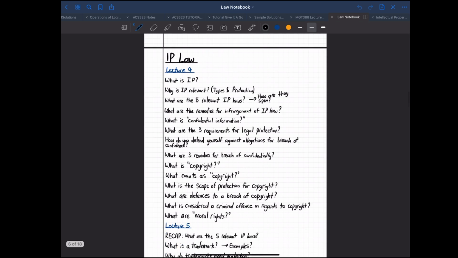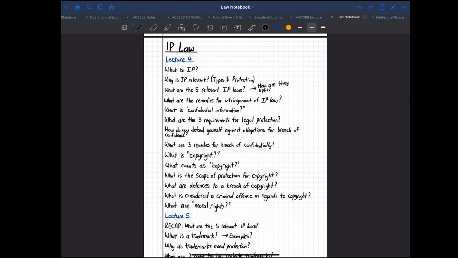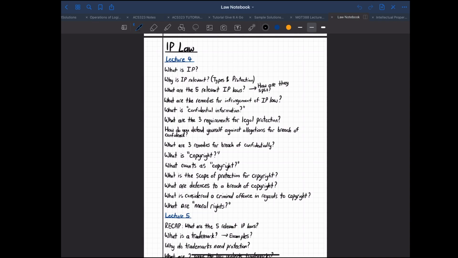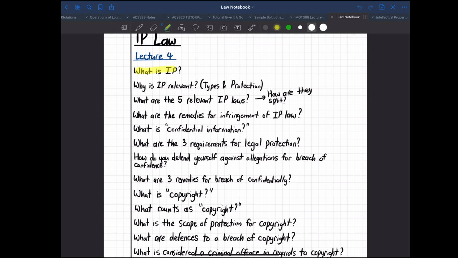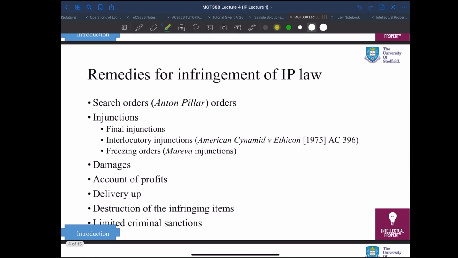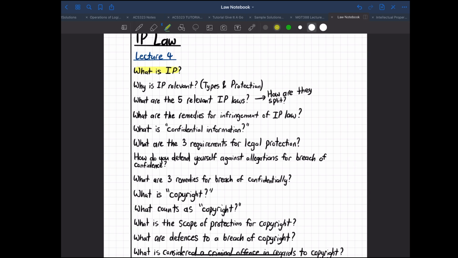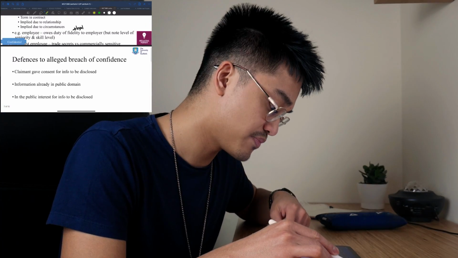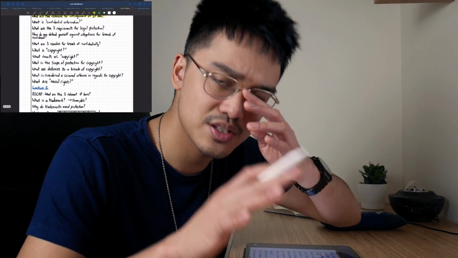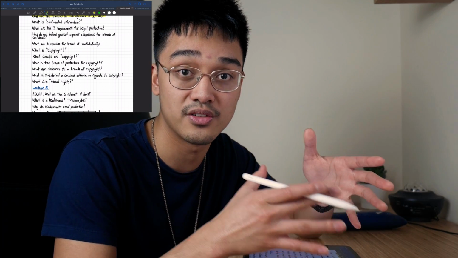Then I would write down the corresponding questions to each slide. So for here, for example, what is IP? I would write it there. I would write what is IP. Then say remedies for infringement of IP law. So I said, oh, what are the remedies for? You see how I'm breaking it down to each individual question, right? And I do this for each slide for the law component of this exam.